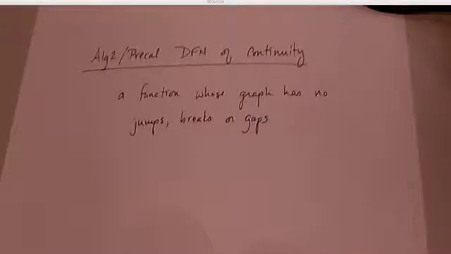And all of that fits underneath our Algebra 2 and Precalculus definition of continuity. It is a function whose graph has no jumps, breaks, or gaps. So continuity is no jumps, breaks, or gaps. Discontinuity is a jump, a break, or a gap, okay? So you already know that. And we talked about different types of discontinuity.